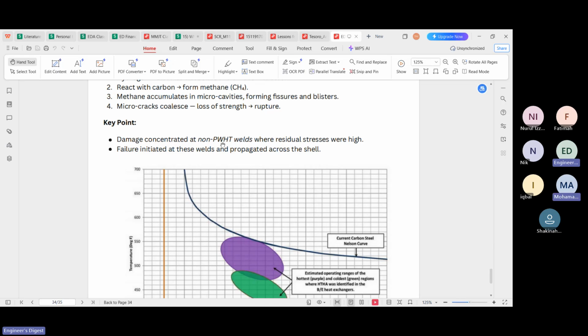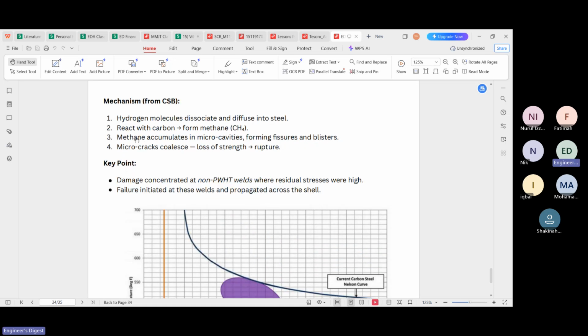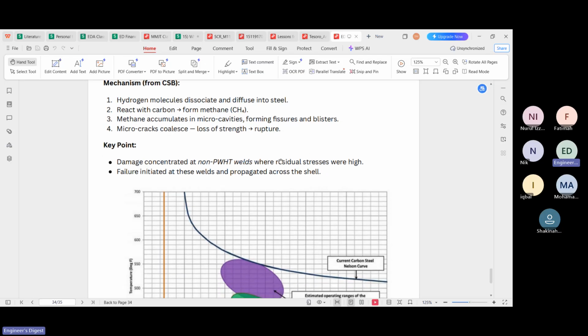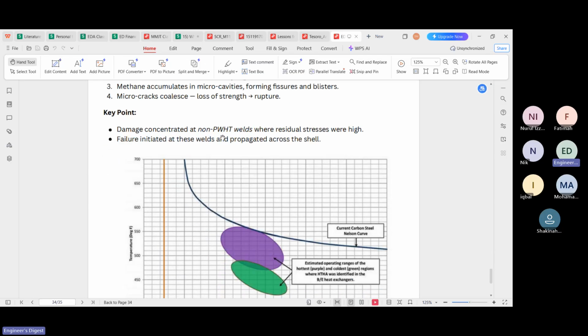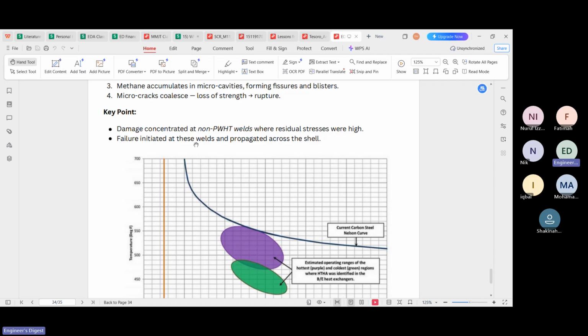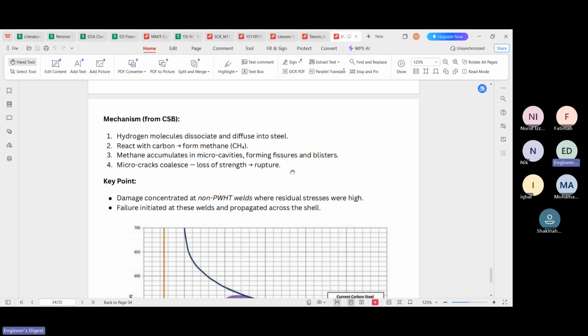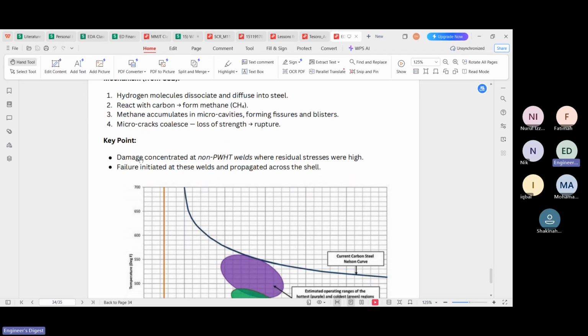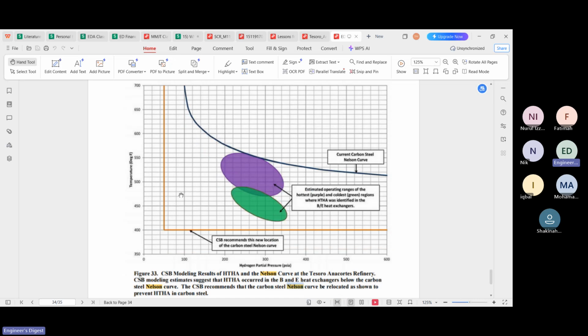For this case, they didn't do the PWHT, meaning it has residual stress and it got damaged. This is the mechanism that happened because of the damaged weld, because they didn't do PWHT. Failure initiated at this weld and propagated across the shell. Okay. So far can understand? HTHA, high temperature hydrogen attack. Alright. So if you don't understand, just unmute.